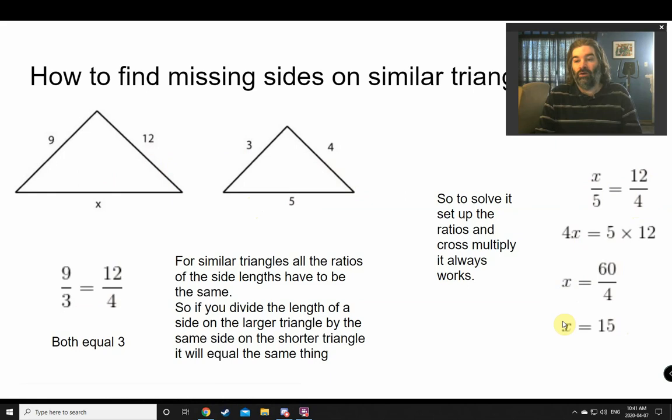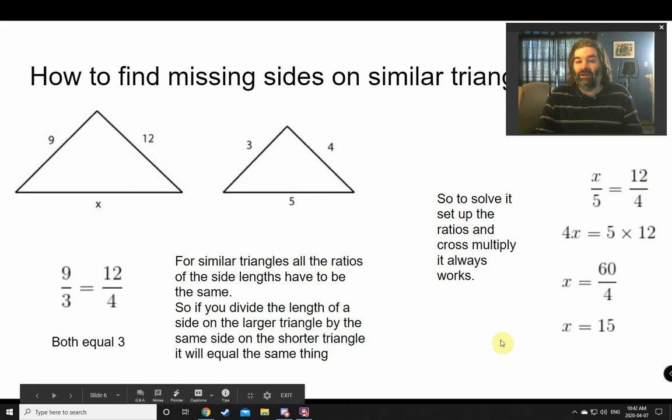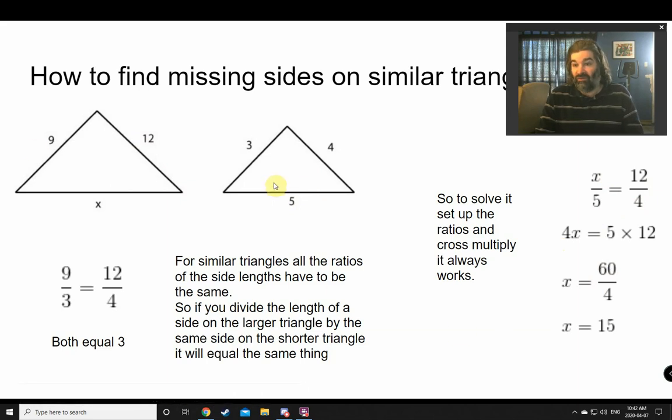This will always work, okay? If you set it up like this, side on the big triangle divided by side on the little is side on the big divided by side on the little. Cross multiply, then divide by the number. You will always get the right answer, even if you're missing more than one side. Even if the thing you're solving for is on the small triangle, it would be on the denominator. It would be a little tricky, but this always works. All I can do is change the numbers. It's always going to be exactly the same math.